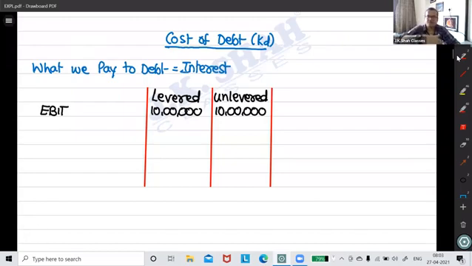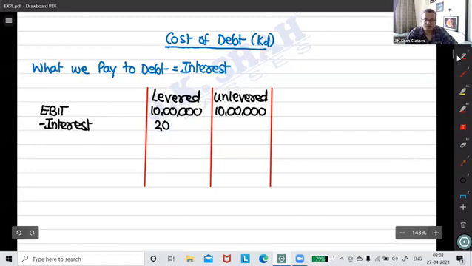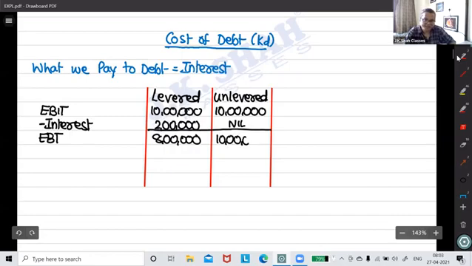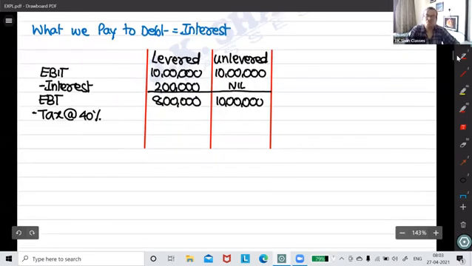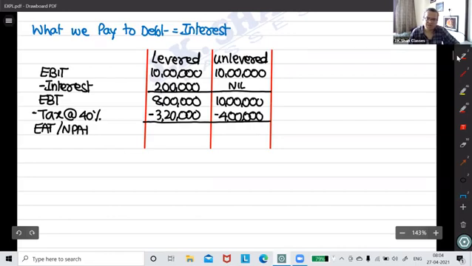Now the levered one will have debentures or any kind of debt, so let's say it pays interest of 2 lakh. Obviously the unlevered firm's interest will be nil. So earnings before tax would be 8 lakh here and 10 lakh here. Less tax; let's say tax is 40%. That would be 3 lakh 20,000 here and 4 lakh here. We subtract this and we get EAT, or NPAT: here it would be 4 lakh 80,000 and here it is 6 lakh.